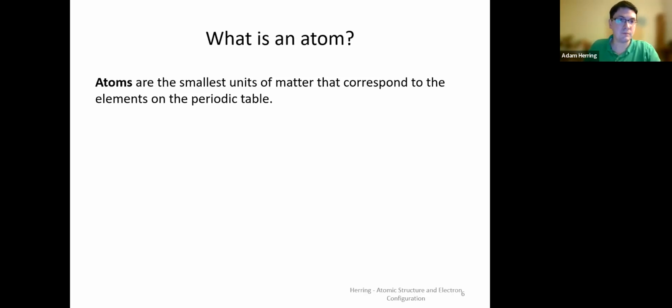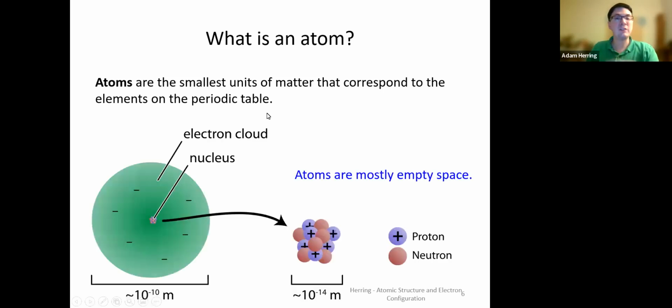abundance. So an atom is the smallest unit of matter that corresponds to a given element on the periodic table. Atoms themselves are made up of even smaller pieces of matter. They consist of the nucleus and the electron cloud. And within the nucleus, we have protons and neutrons. Protons are positively charged, neutrons are neutral, and the electrons within the electron cloud are negatively charged.